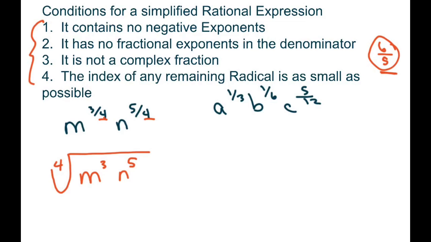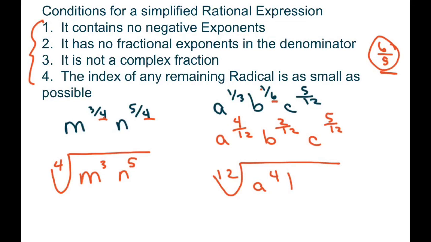In this case, my roots are not the same for the index numbers, so I'm going to make them the same. So I'm going to have the common denominators as 12. So what number times 3 is 12? 4. 4 times 1 is 4. What number times 6 is 12? 2. 2 times 1 is 2. And this one just stays the same. So since all my roots of the index numbers are the same, I'm going to write the 12th root of a to the 4th, b squared, and c to the 5th.